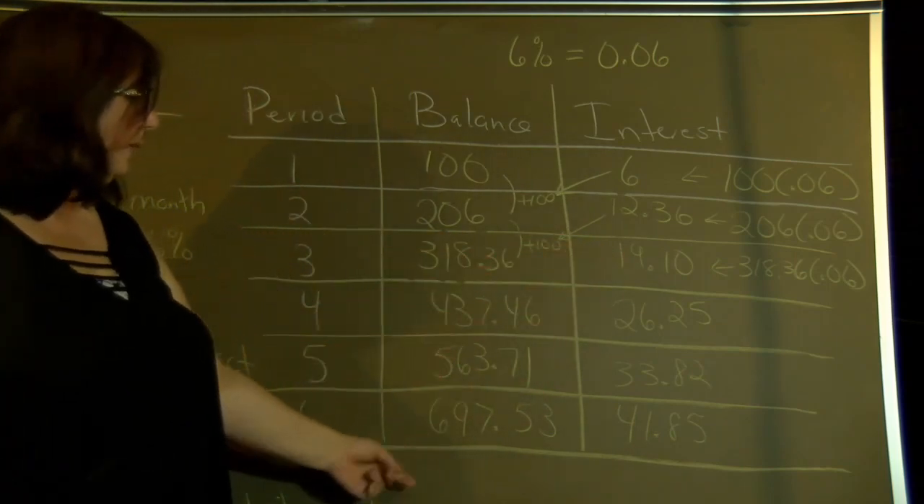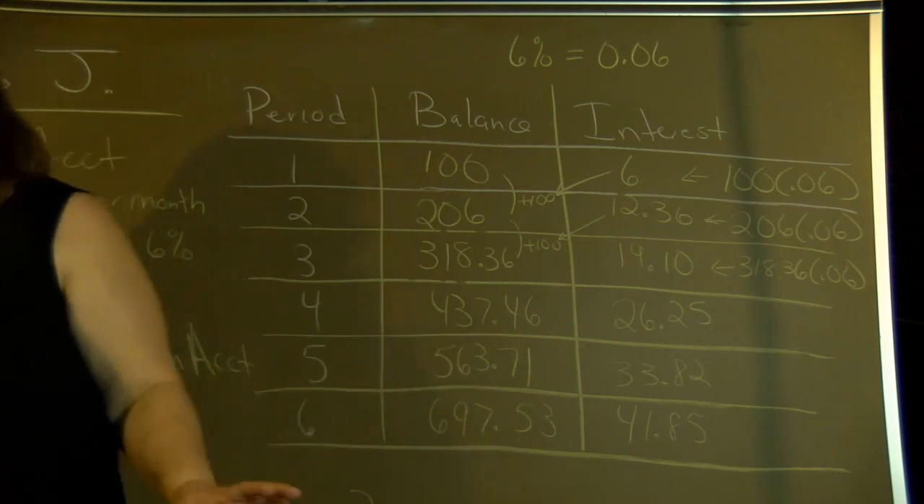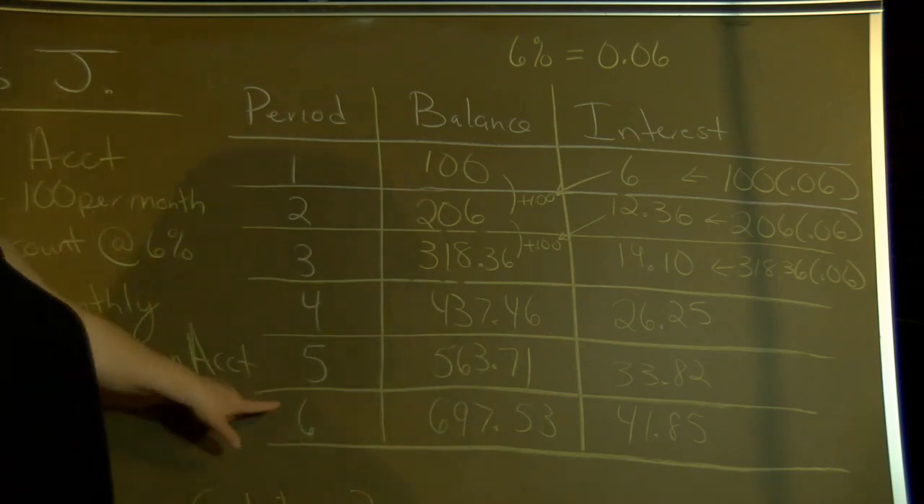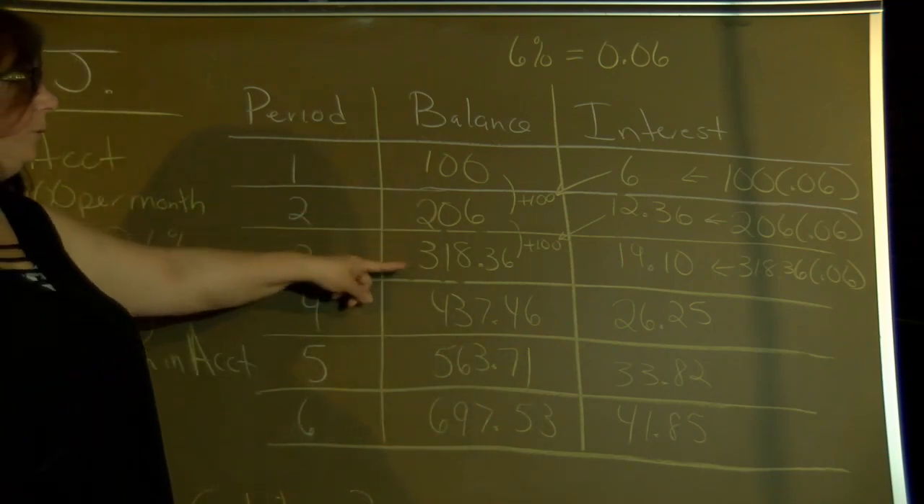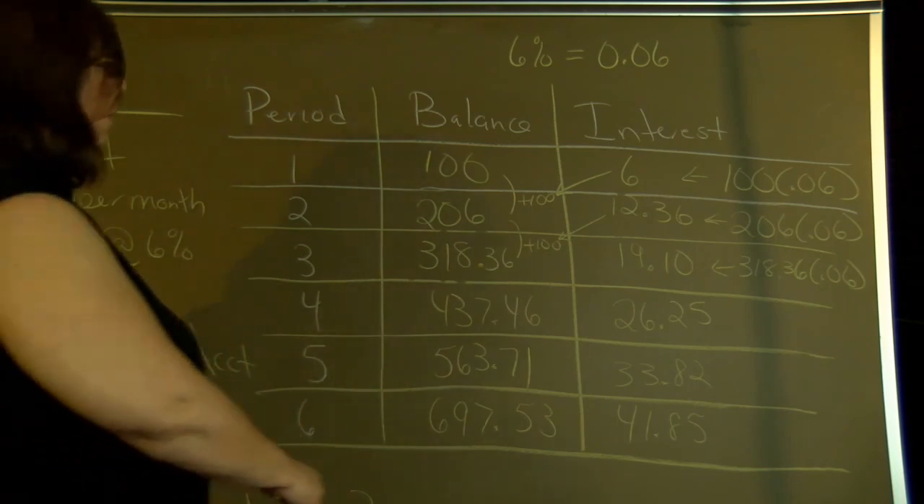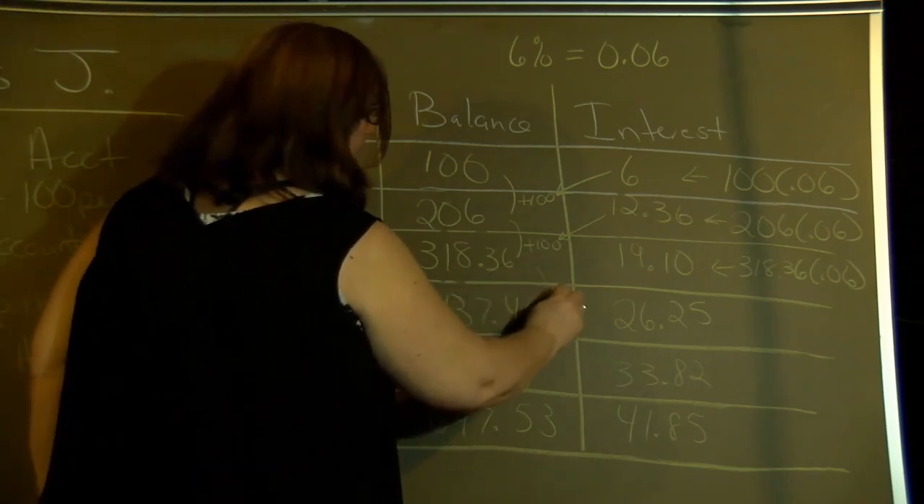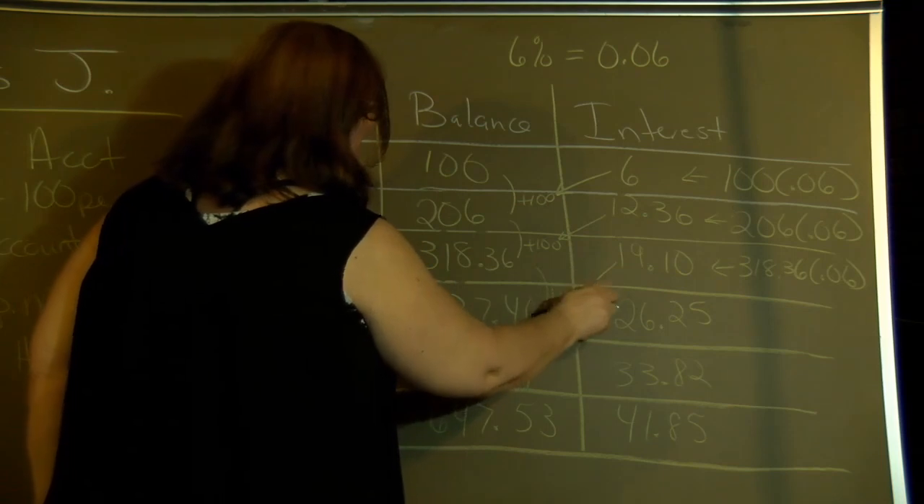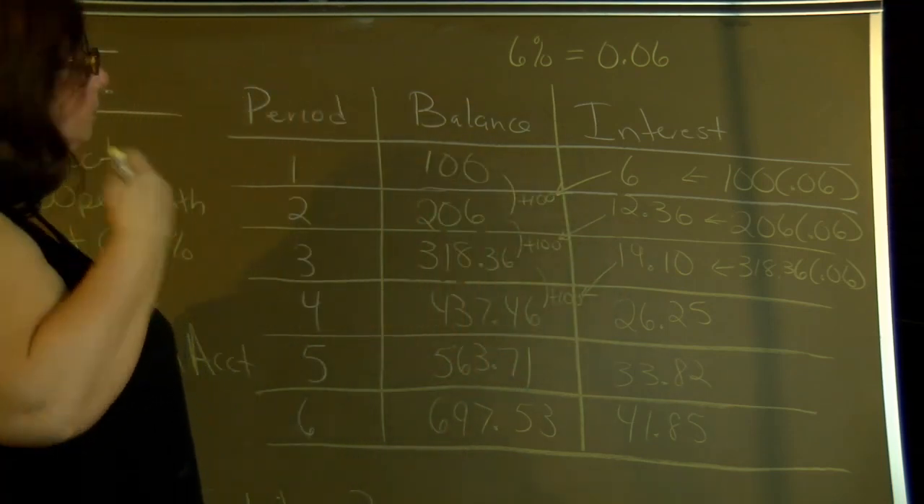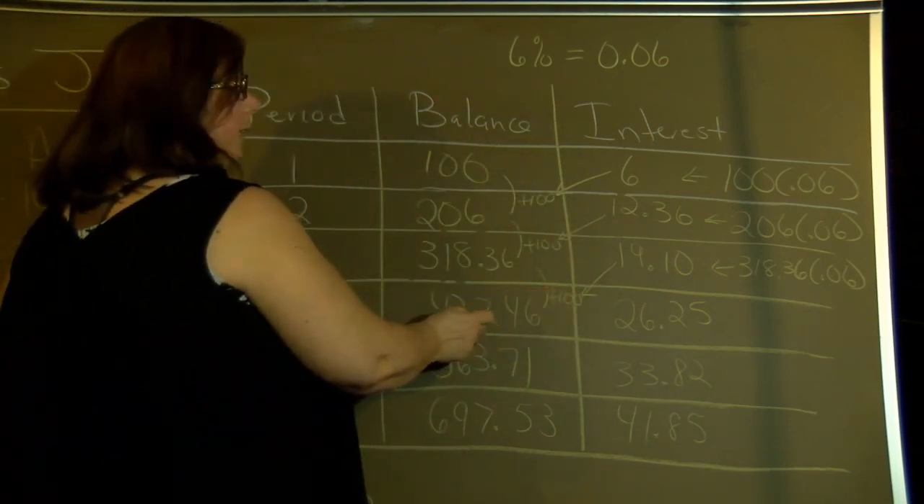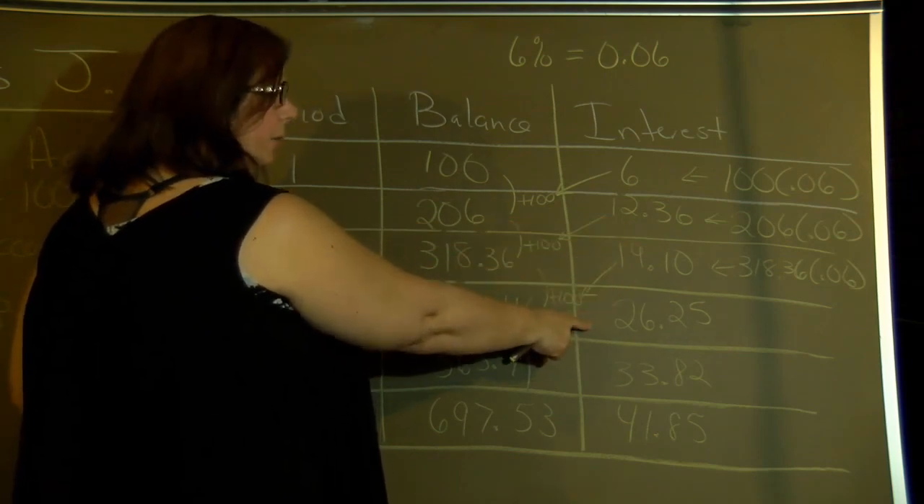You would keep doing that, and we wanted to see in half a year, which is 6 months, how much would be in it. So you would do that for each one. Add the 100 plus the interest, and then multiply this by 6% to get this one. And you keep going.